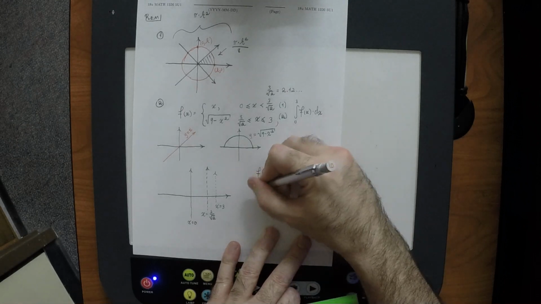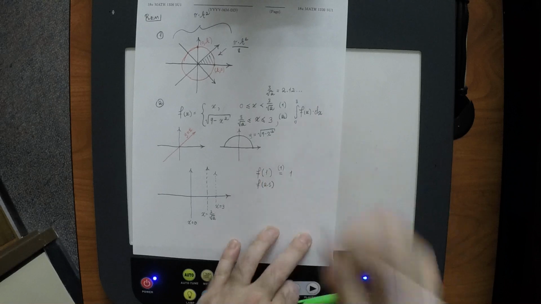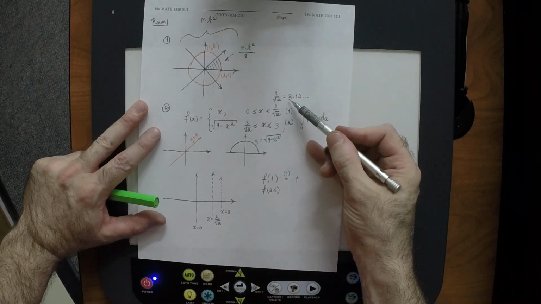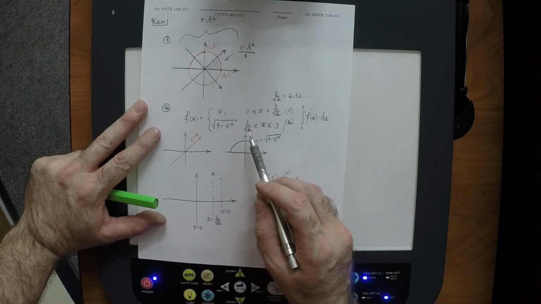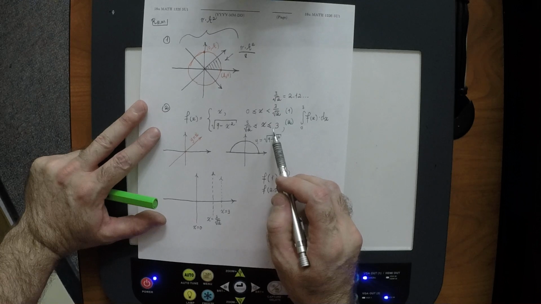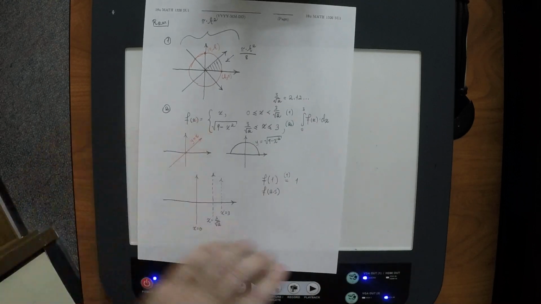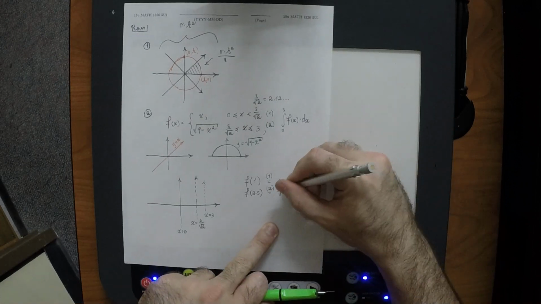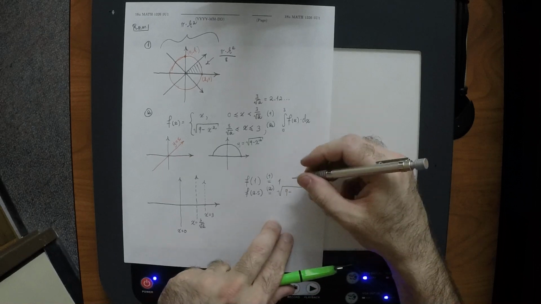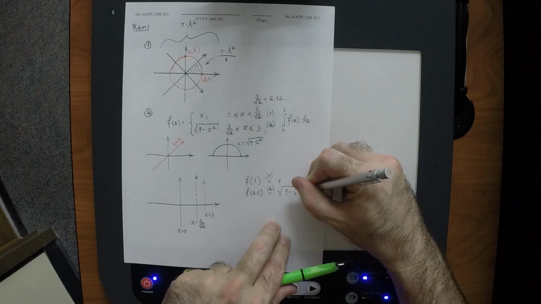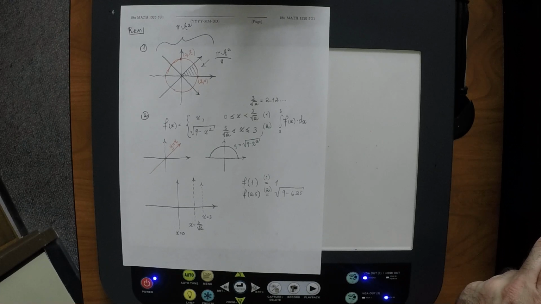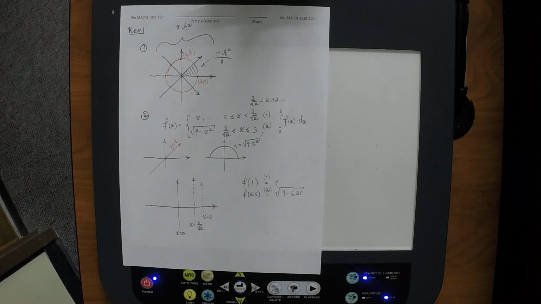Now, what if we plugged in, say, 2.5? Then which clause would we use? The second one, right? Because 3 over the square root of 2 is about 2.12, and this one applies between 2.12-ish and 3. So we use clause 2: the square root of 9 minus 2.5 squared. 2.5 squared is 6.25, and the square root of 9 minus 6.25 is anyone's guess, but my calculator says it's about 1.66.